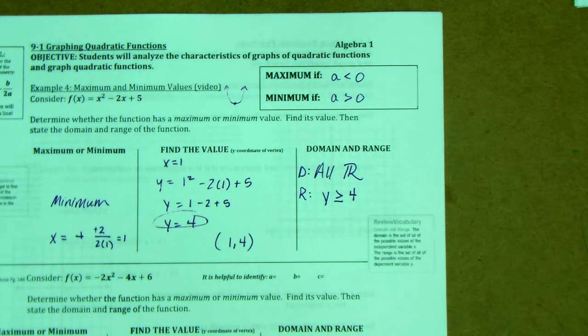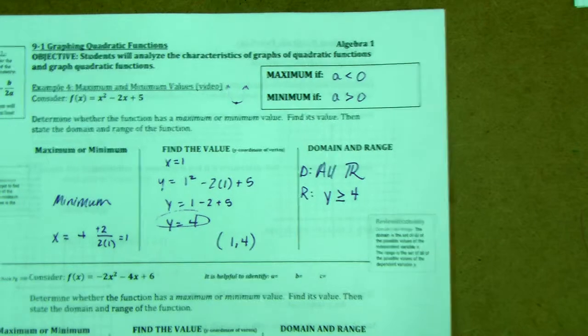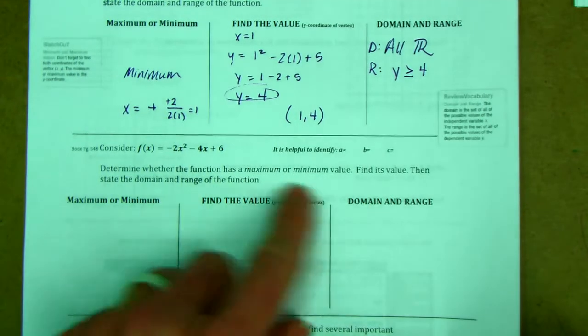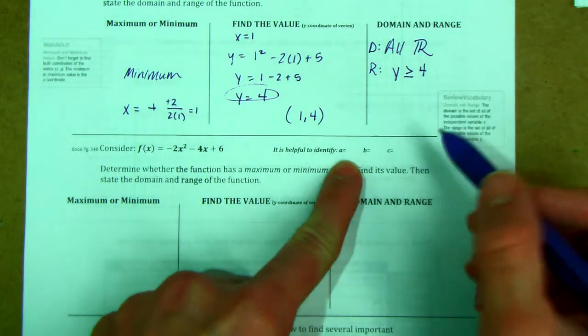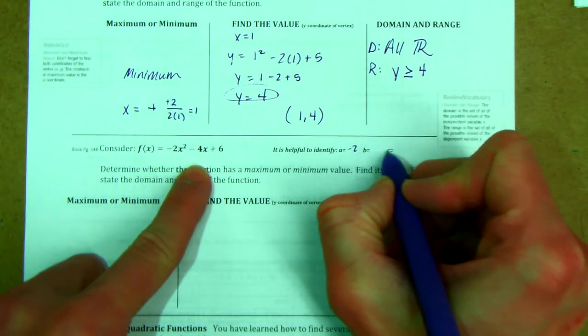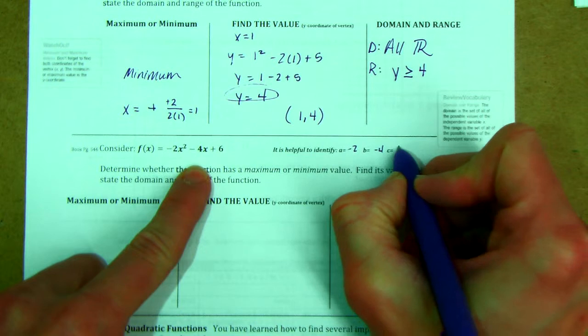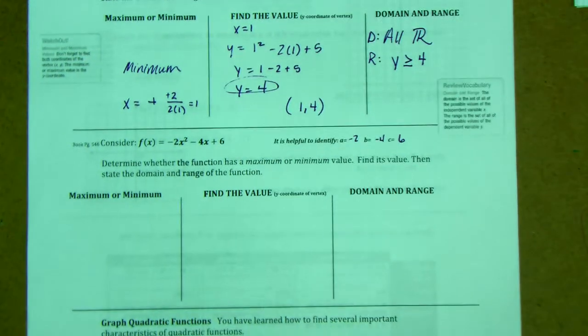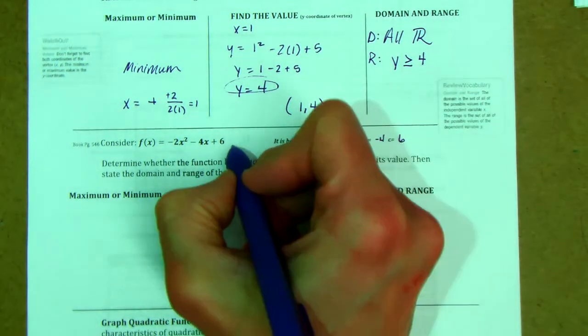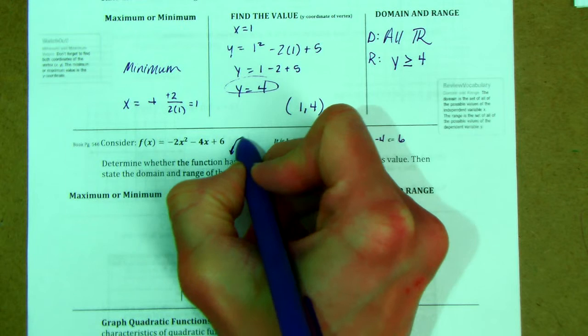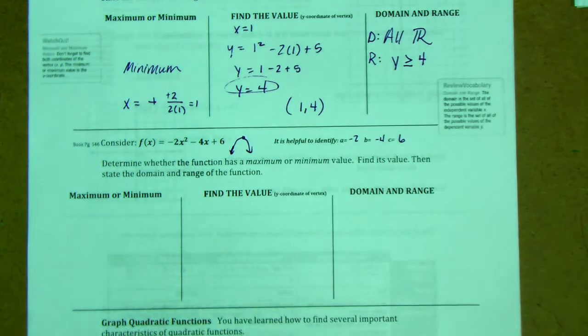Let's do another example. This one I actually gave you over here. Here are a, b, and c. a is negative 2, b is negative 4, c is 6. So notice a is a negative 2. That means that baby's going to look like this. So we have a maximum value. It's a maximum. We are going to find it.